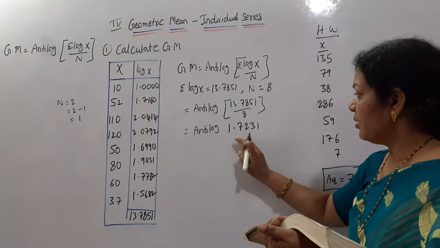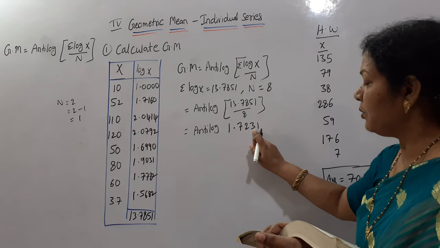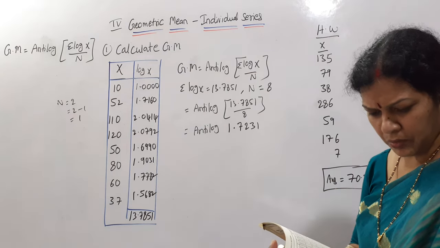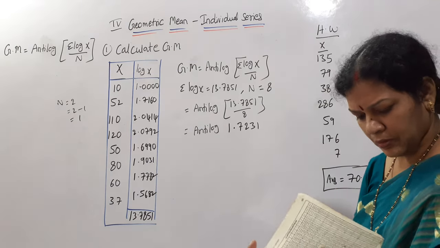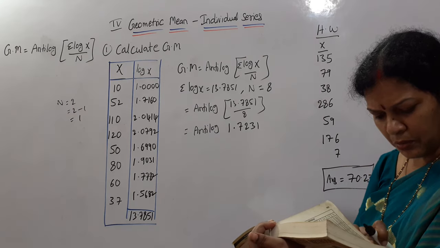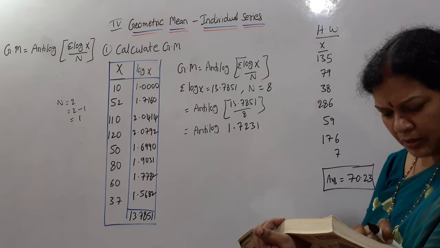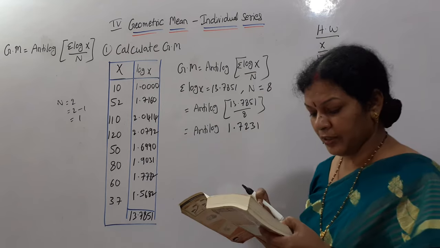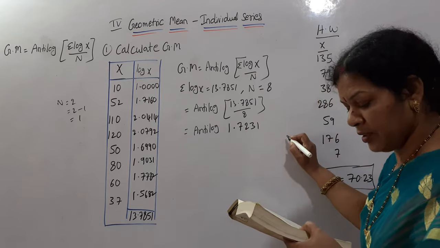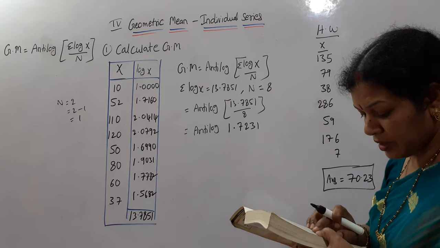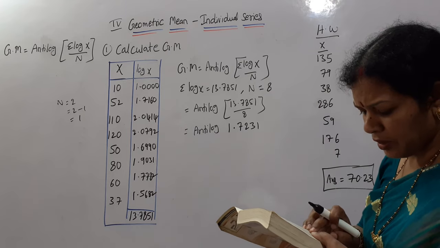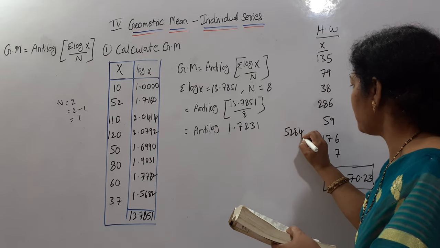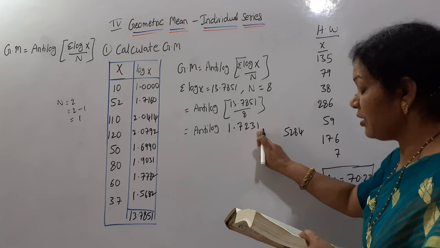In the anti-logs, what we have to do, 72, 3 number we have to see. 72, 3 number. It is 5272. I'll write it roughly here. 72, 3 number is 5284. 5284. 72, 3. And there is 1.